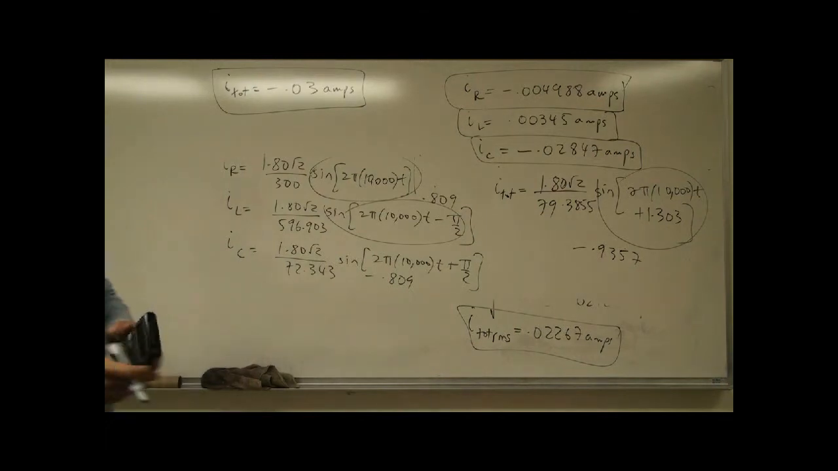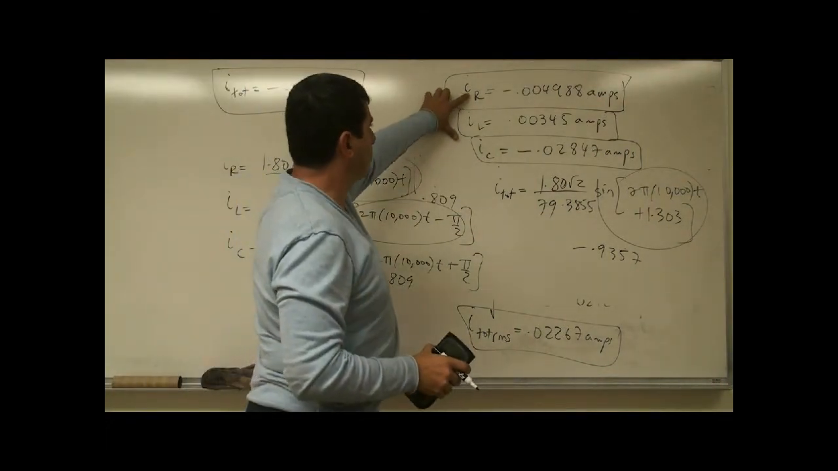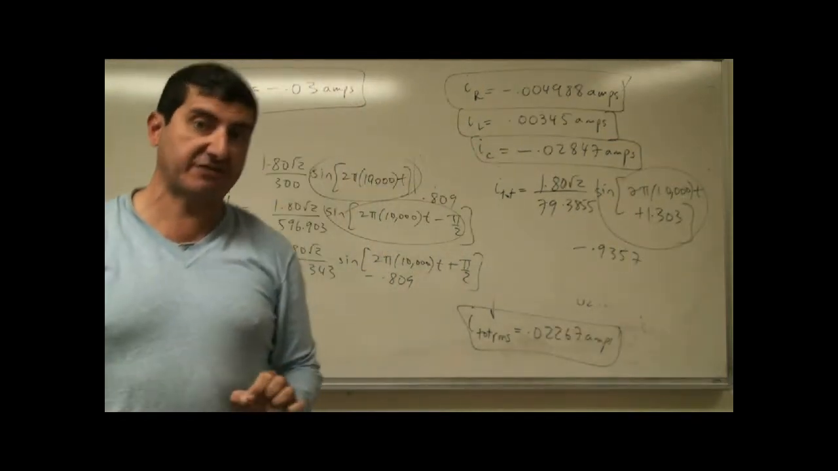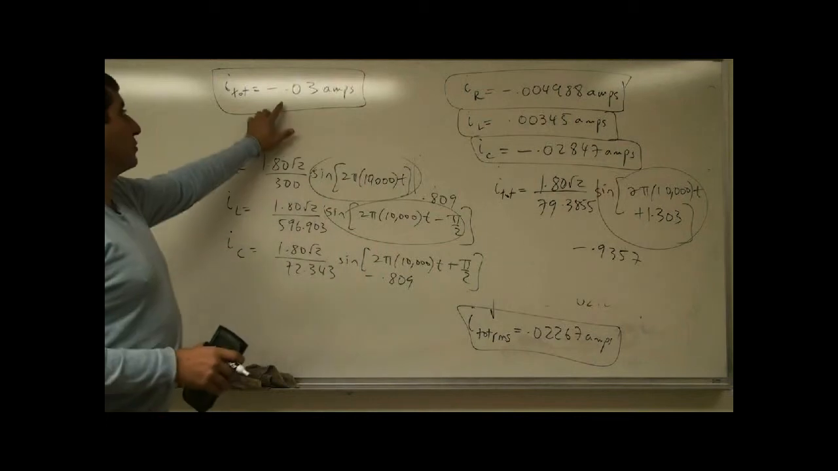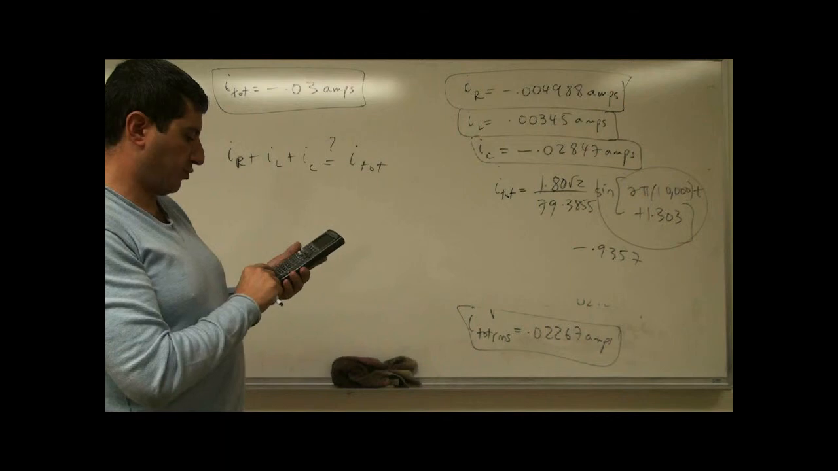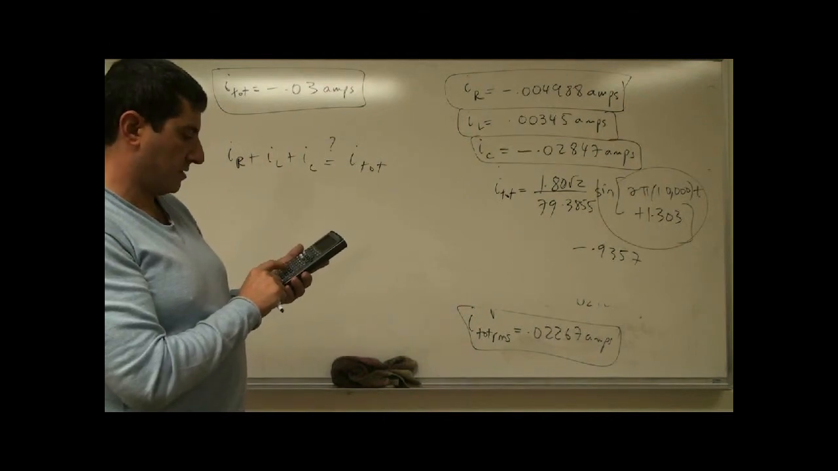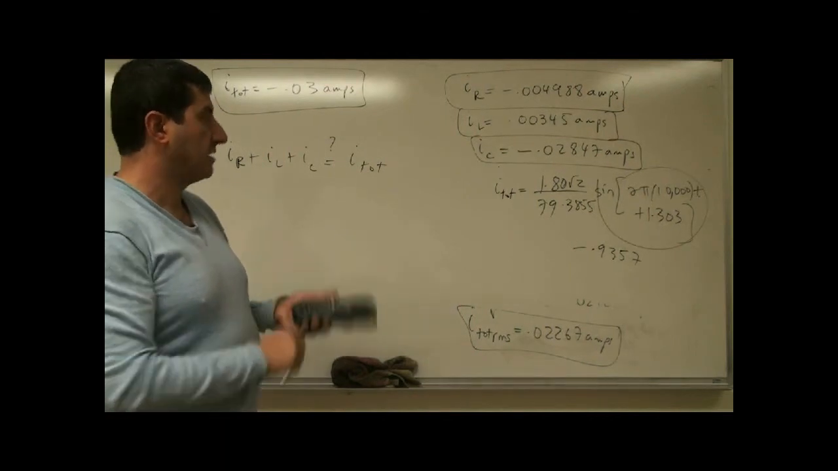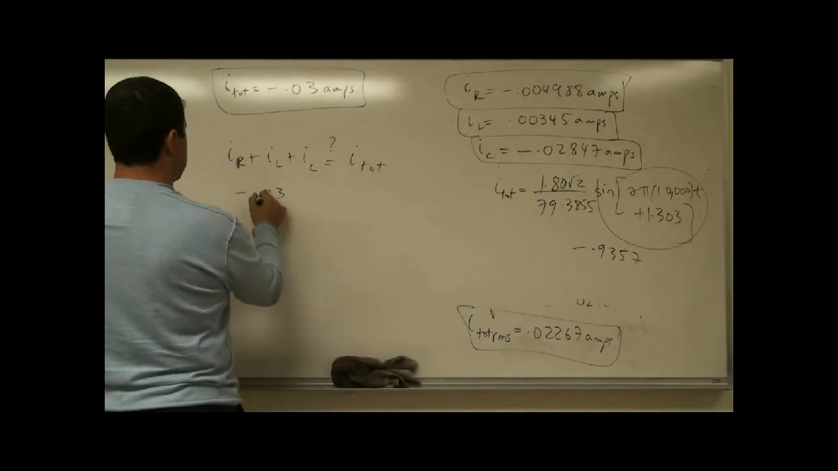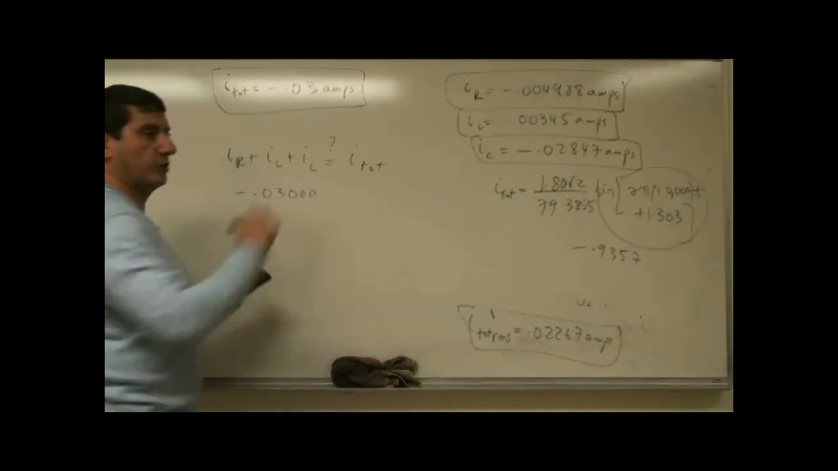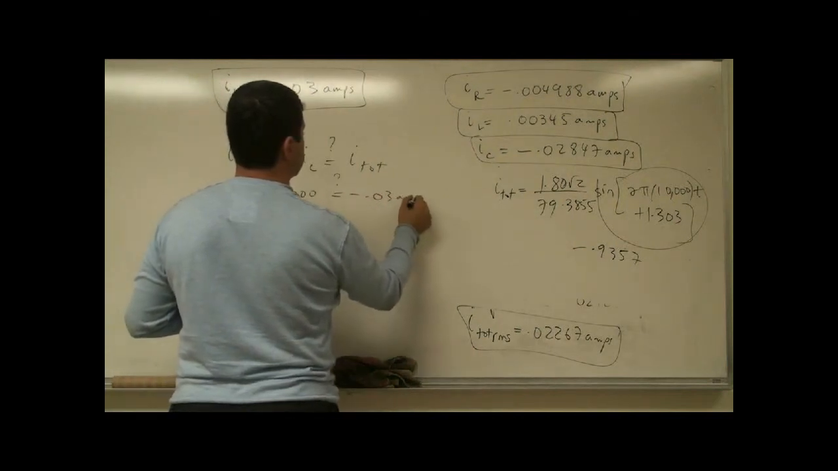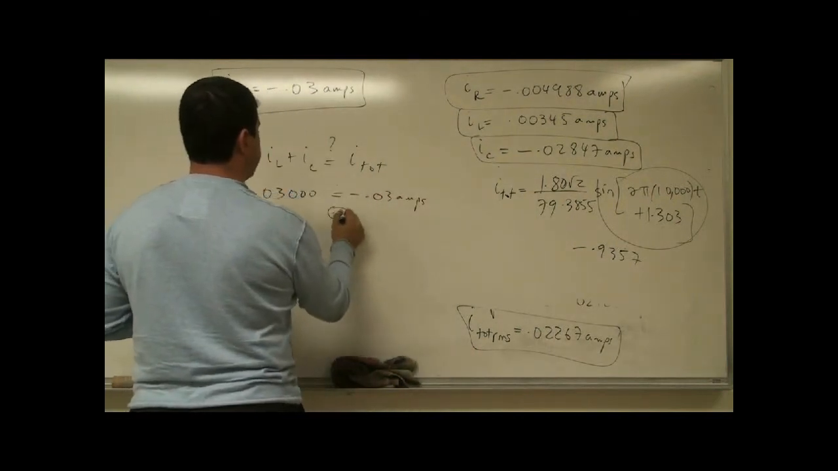Let's see what will happen if I add the current in the resistance, the current in the inductance, and the current in the capacitance, their instantaneous values. If I add them, will I get the total current in the circuit? Minus 0.02847. When you add these three, you actually get negative 0.03 with a bunch of zeros. And it is equal to negative 0.03 amps. So that's a good happy face.